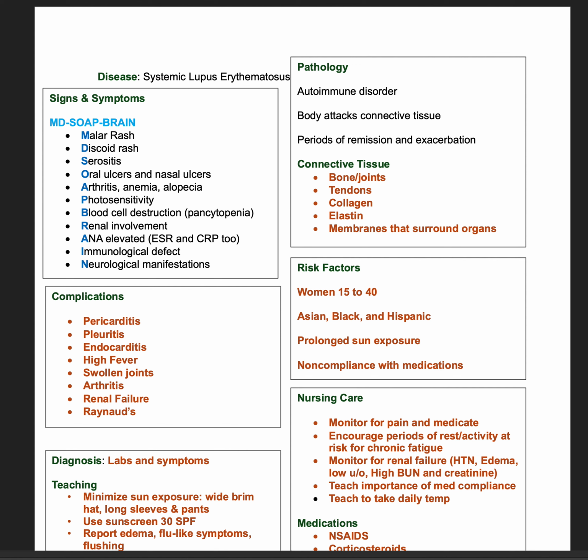Serositis. The serous membranes are the outside linings of like the heart and lungs. Okay, so they could have inflammation on those organs, and you'll see that's true for most connective tissue disorders. They could have oral ulcers and nasal ulcers. Many people with connective tissue disorders have arthritis, anemia, and lupus also has alopecia.